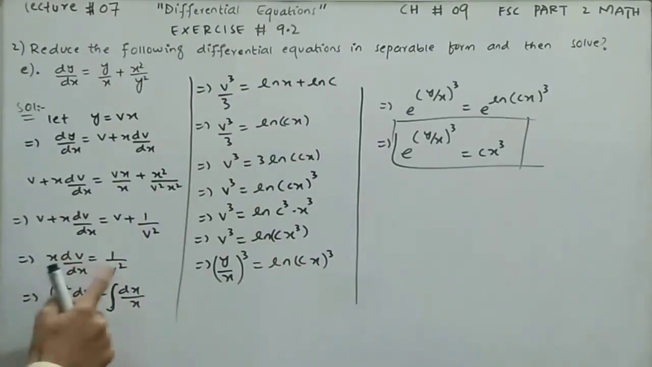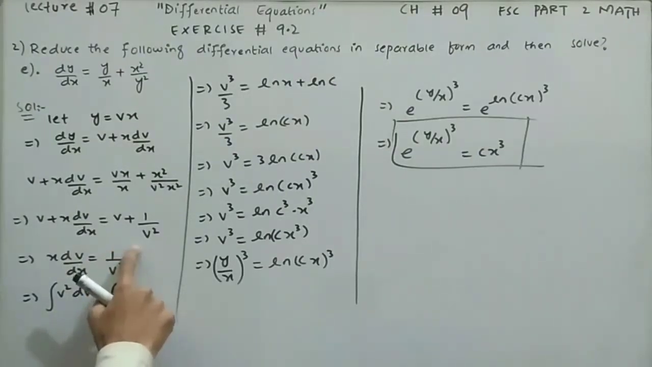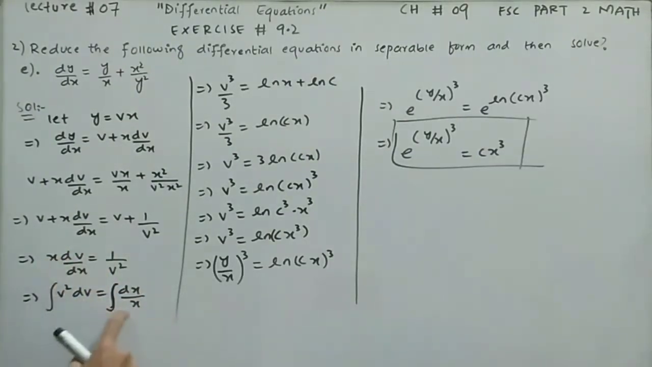Shift v square to this side. Over here v square is in a division, so by shifting to the left hand side it will multiply with dv. So v square into dv. Shift dx to the right hand side. It is in division, so by shifting to the right hand side it will multiply. x is in multiplication, so it will move to the division.